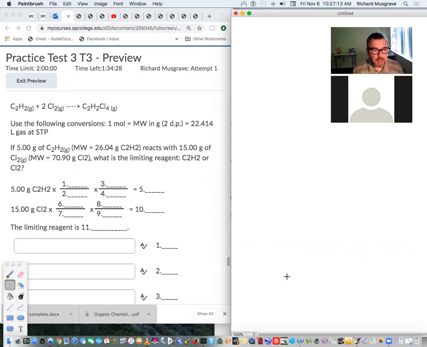The next one has to do with what we're calling limiting reagent.